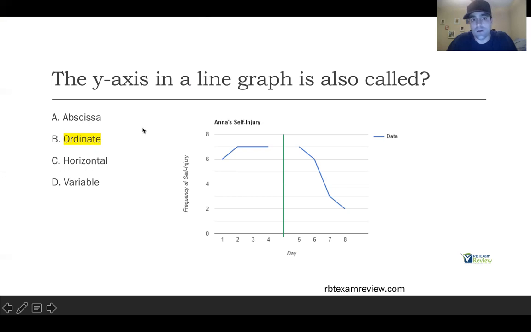All right. So again, just a terminology question, right? If you've been studying your terms, very easy. If not, more difficult, right? I can't stress enough how important it is to know your terms, know your definitions. Okay. The y-axis is also called an ordinate.